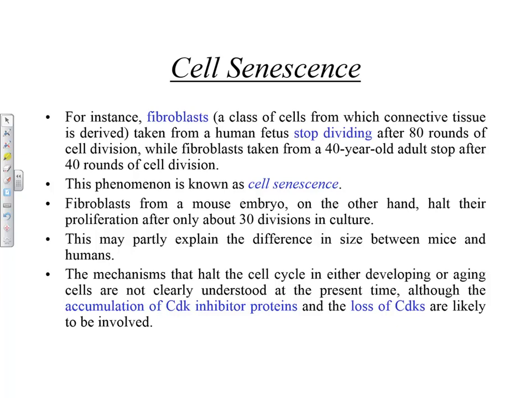Now, the mechanisms that halt the cell cycle in either developing or aging cells are not clearly understood at the present time. And again, the caveat is some of it may be understood because there have been people getting Nobel Prizes and all that. I haven't tracked them, but somebody might have found out some of these things. Although the accumulation of cyclin-dependent kinase inhibitor proteins and the loss of cyclin-dependent kinases are likely to be involved.